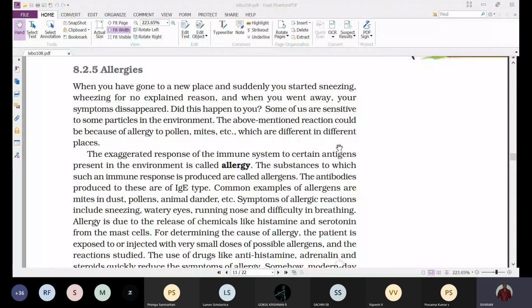They used to play indoor, mostly games, not sports. They will not show interest in going out. Why? Because they are sensitive to some particles in the environment. So the above mentioned reaction could be because of allergy.